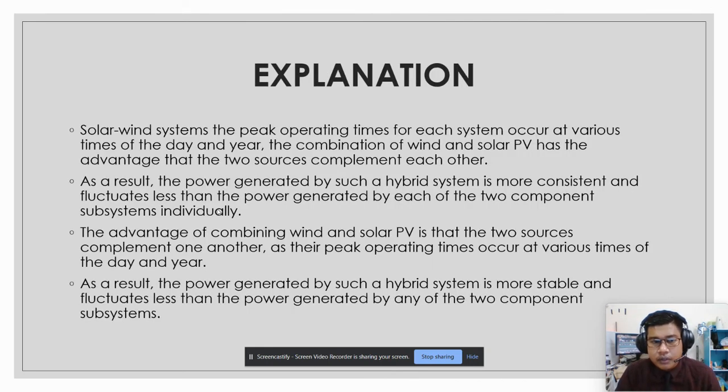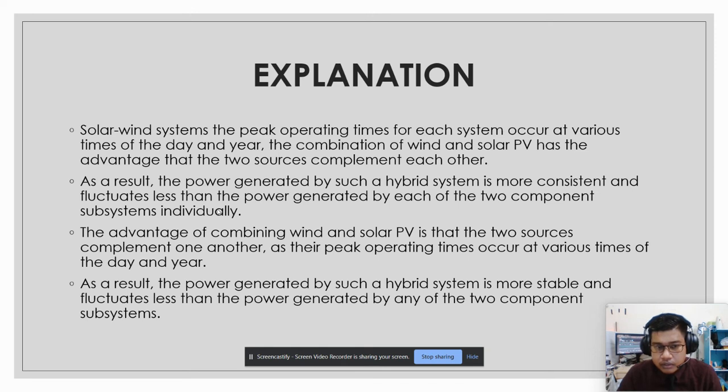Explanation for the solar wind system: the peak operation time for each system is equivalent to varying time of day and year. Combining wind and solar PV has the advantage that the two sources complement each other. As a result, the power generated by such a hybrid system is more consistent and fluctuates less than the power generated by each of the two component subsystems individually.